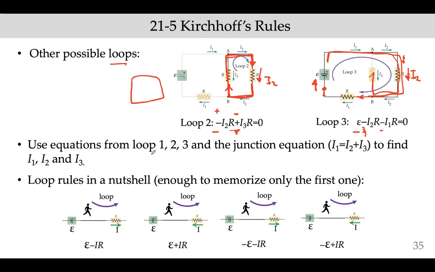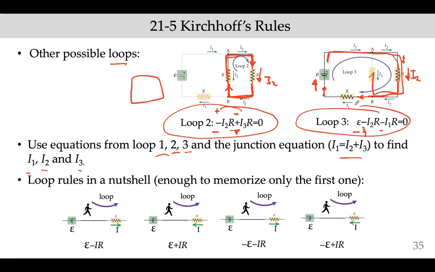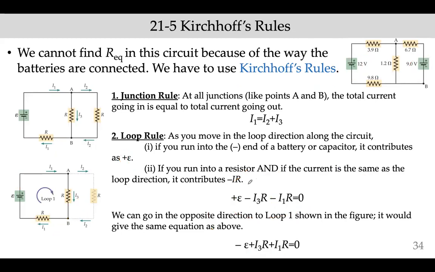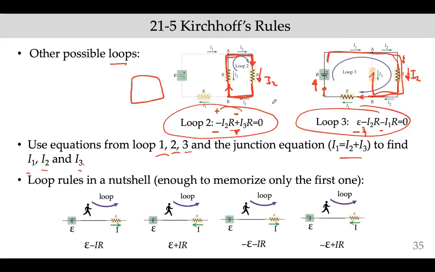Now use equations from loop 1, 2, 3, and the junction equation to find the current I1, I2, and I3. So this is the second equation. This is the third equation. And let's go back. This was the first equation. So we have 3 equations from the loops, and we also have this equation, right? The junction rule, which is here. So we actually have 4 equations, and we can use them to solve for I1, I2, and I3.